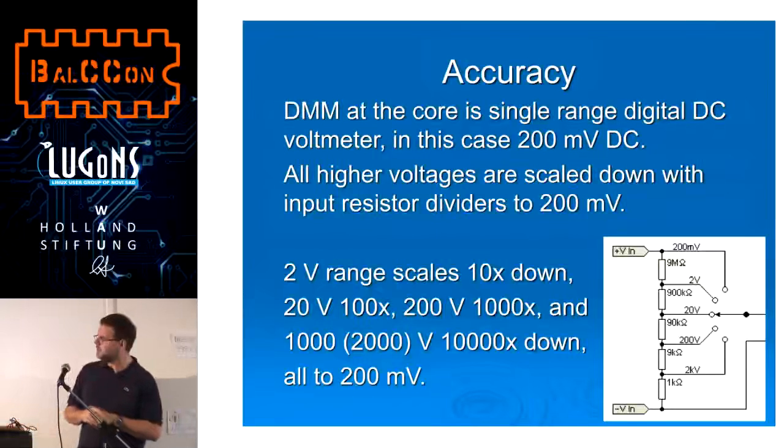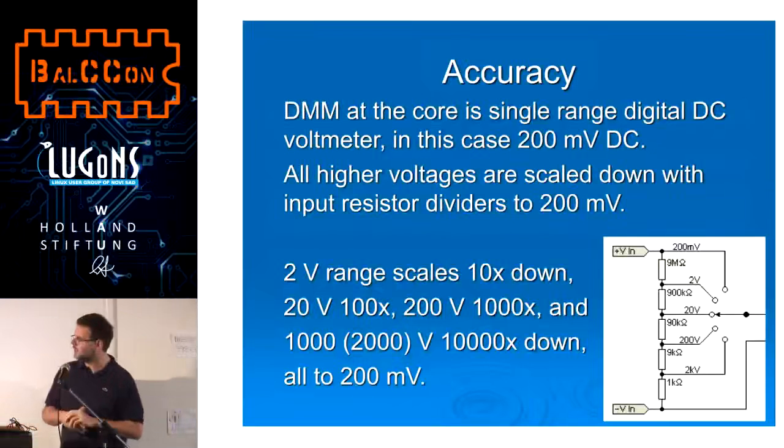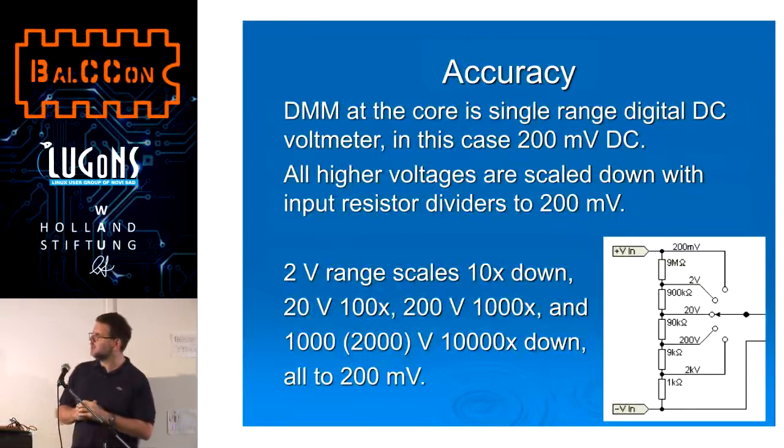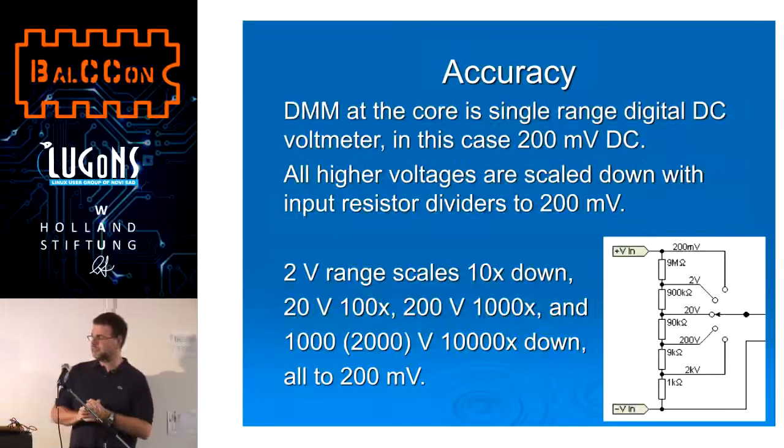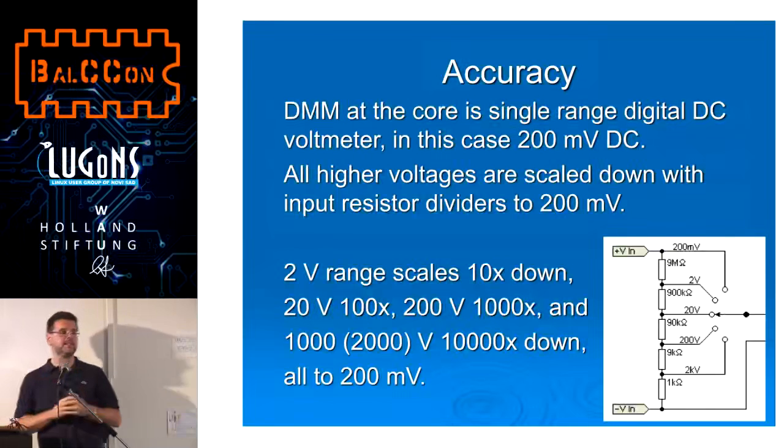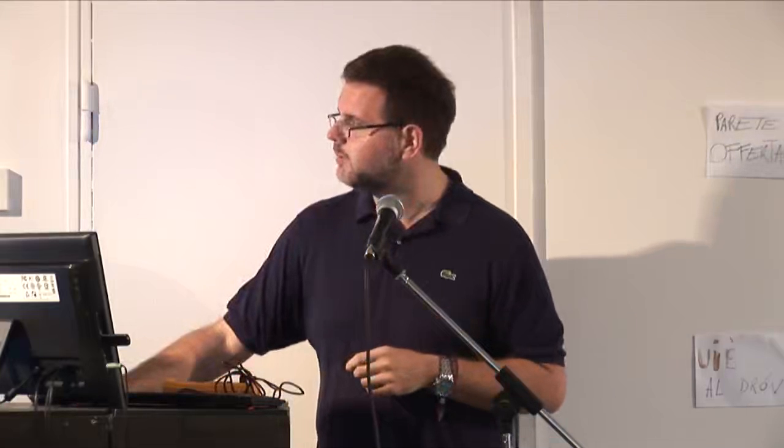This is just a little schematic to show what's going on with ranging. Ranging is, as I said, inside this device is a small digital multimeter that measures up to some specific voltage, up to 200 millivolts. So any other voltage must be scaled down so it can measure such small voltage. So you see, if I'm measuring voltages up to 200 millivolts, it goes directly to your chip.